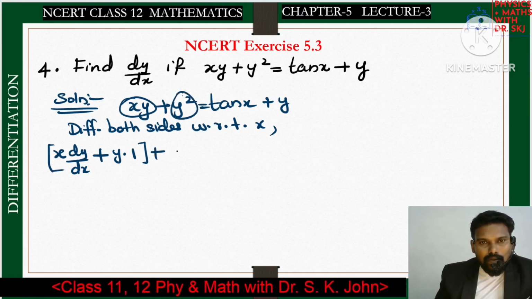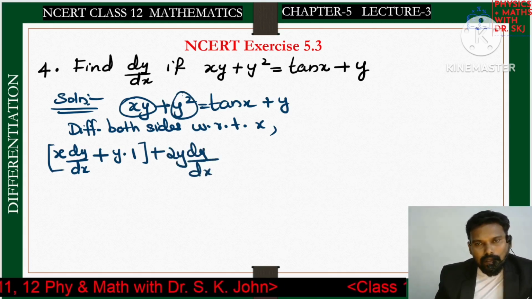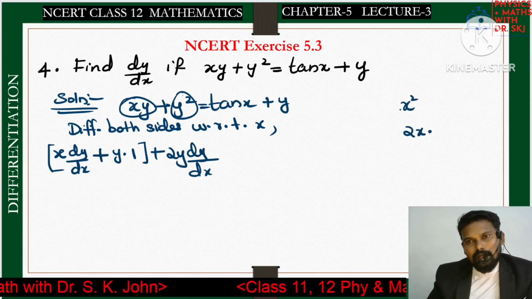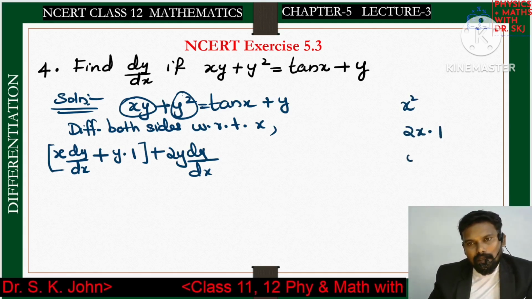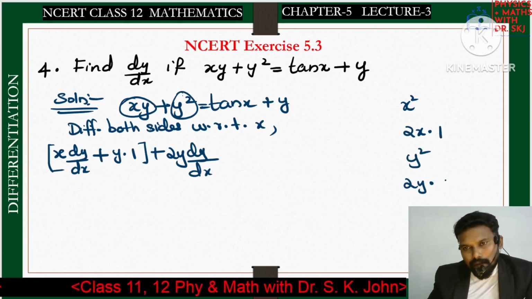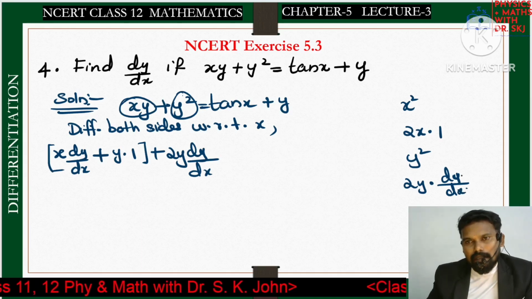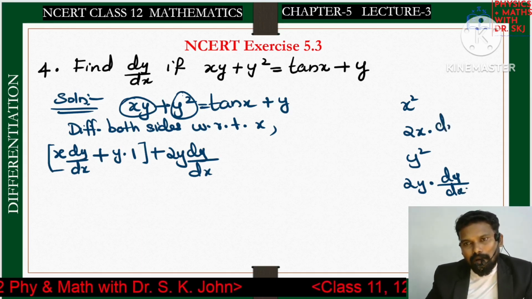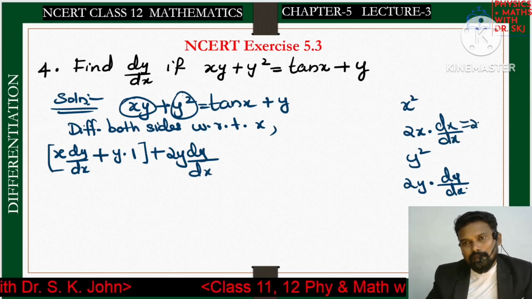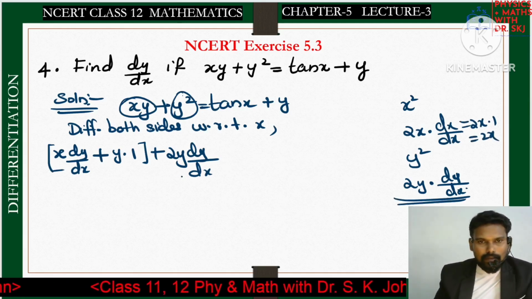plus the derivative of y square is 2y dy by dx. The derivative of x square is simply 2x because the derivative of x is 1, but here it is y square, so its derivative is 2y times the derivative of y. We have to multiply with the derivative of y, which is dy by dx. In the case of x, it is dx by dx. d by dx of x is 1. This is 1, so 2x into 1 is equal to 2x. Here it is 2y dy by dx.